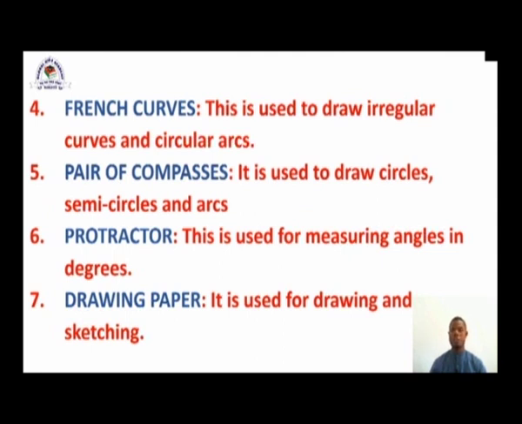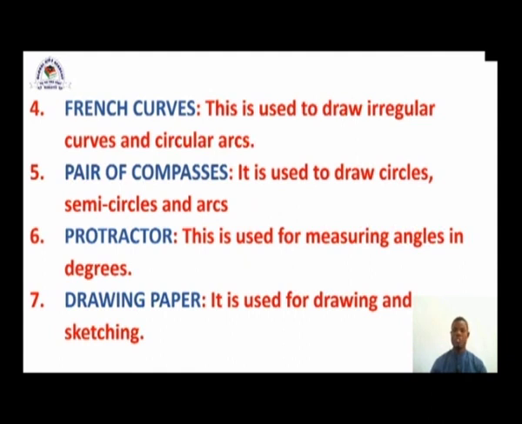Now the French curve is used to draw irregular curves and circular arcs. We have the pair of compasses. It is used to draw circles, semicircles, and arcs. We have the protractor. This is used to draw angles and measure angles in degrees.